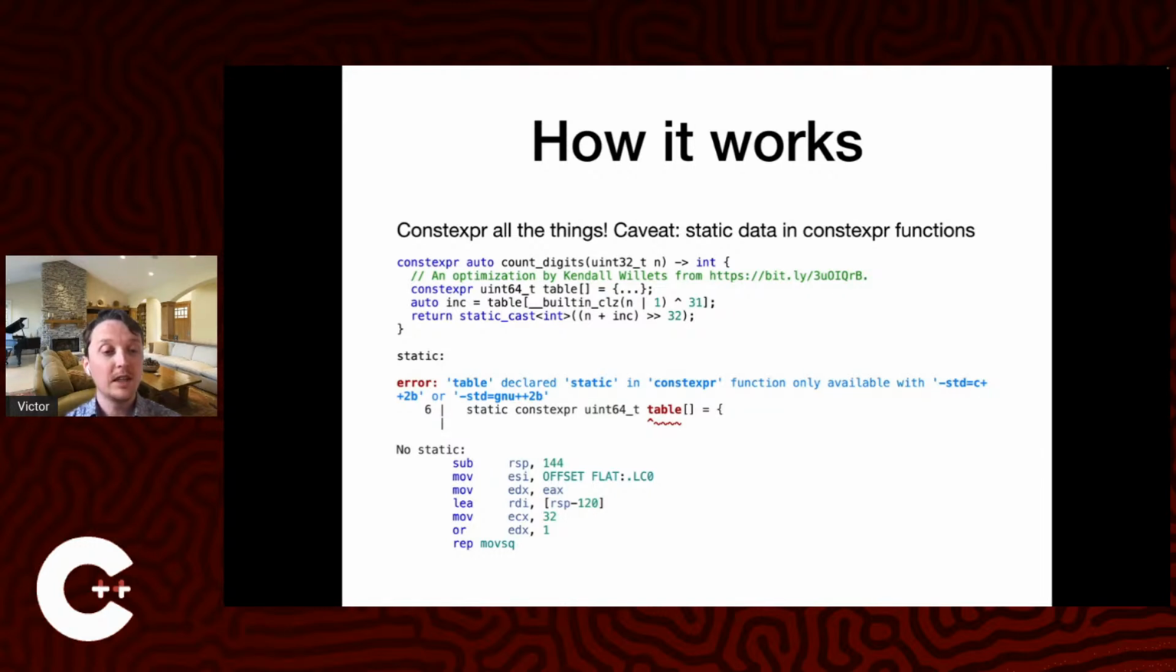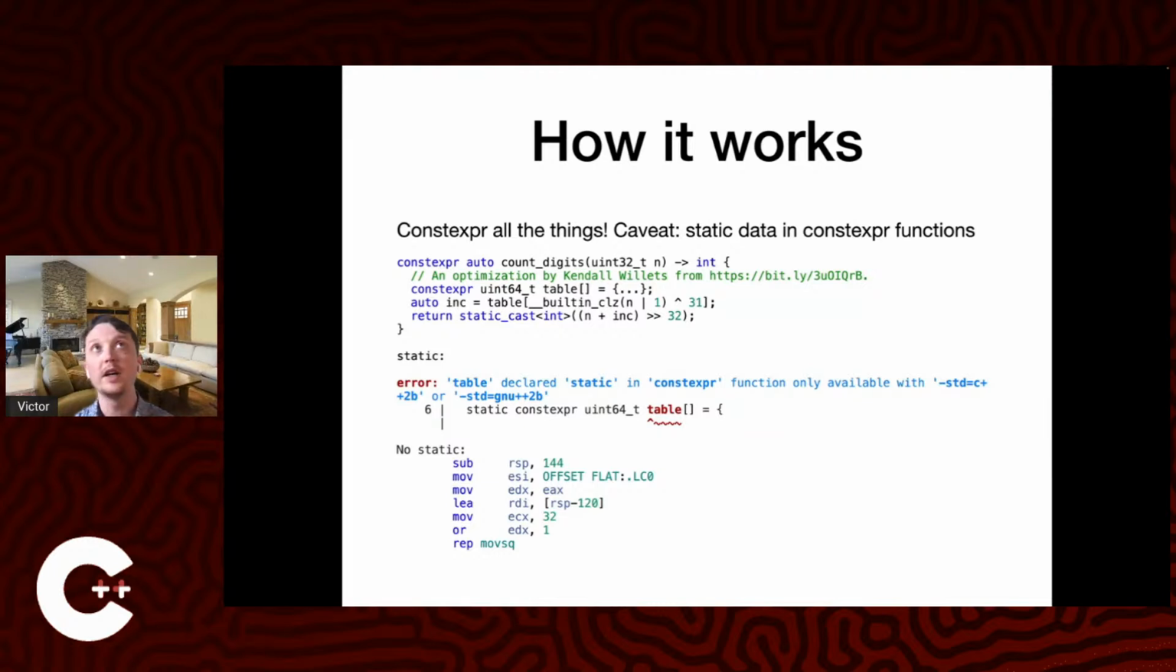But there is one interesting caveat that I decided to mention. This is static data in constexpr functions. For example, in the format function, we use this count_digits function that counts the number of decimal digits in the output for the given number. And there are some interesting optimizations, for example, the one by Kendall Willets, which uses a lookup table. And what you would normally do is make it static.